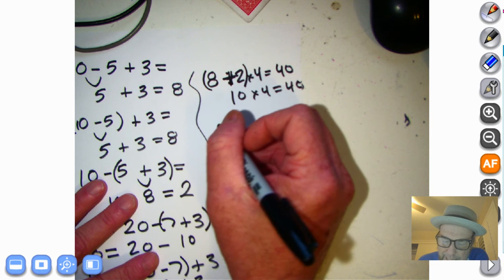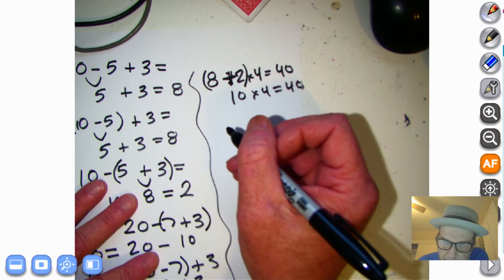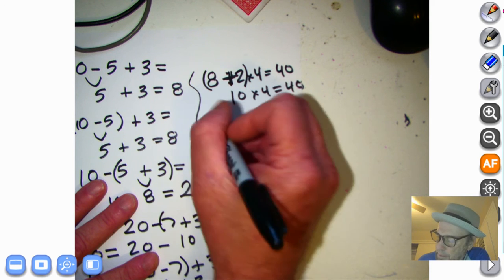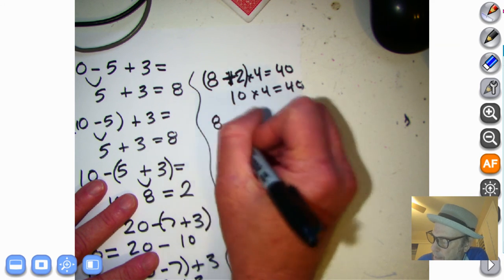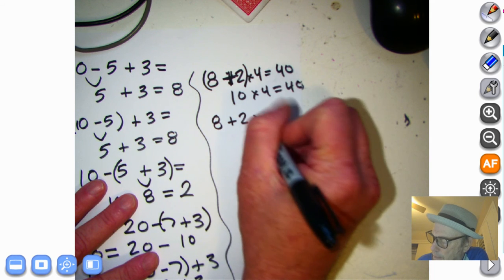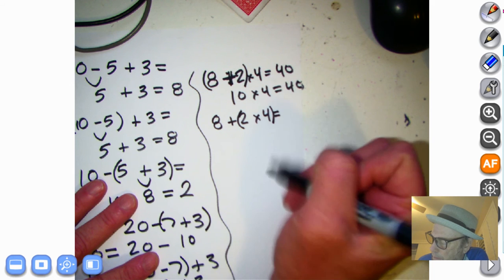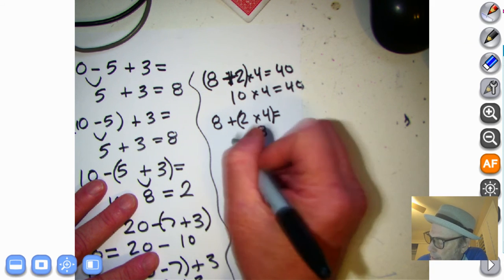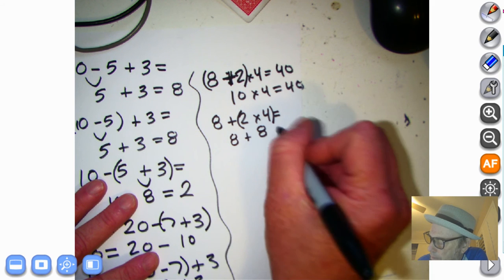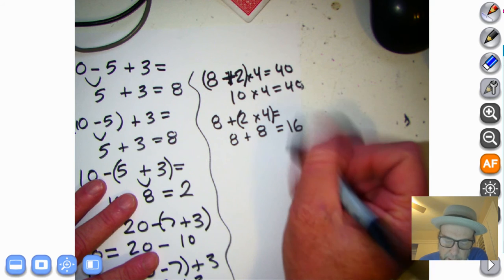But now let's try it a different way. Let's see what happens when we do it this way. We'll go 8 plus 2 times 4, and we're going to put the parentheses around the 2 times 4. Well, 2 times 4 is 8, right? So it'd be 8 plus 8. What is that going to equal? It's going to equal 16. Big difference in the answer, isn't it?